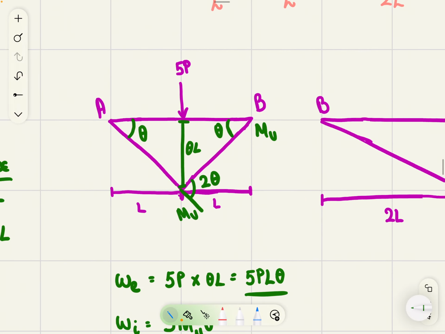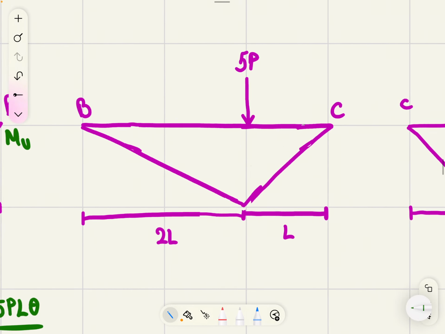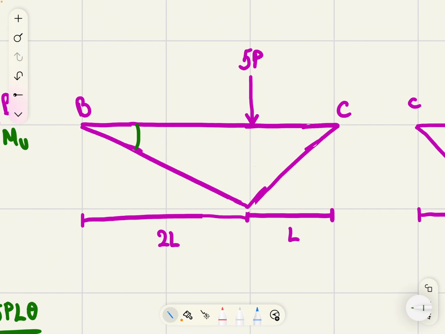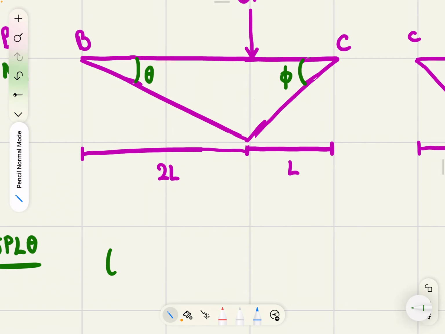Once again, we're going to start off by finding the angles, but in this case, they're not symmetrical anymore. I mean, they're not going to be equal. So let's assume this angle is theta, and let's call this one phi. We're going to find phi in terms of theta. And to do that, we're going to need to know, because we're using tan again, what this length is. We're also going to need it when we're finding our external work.